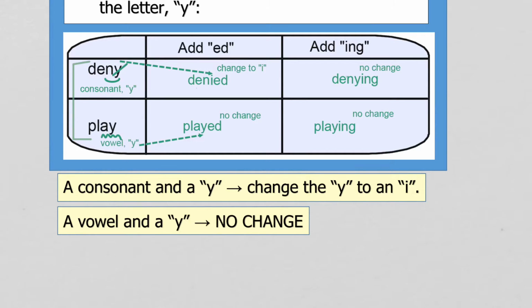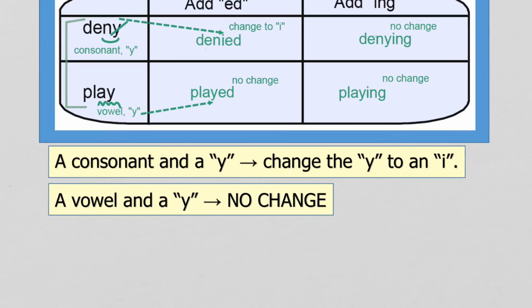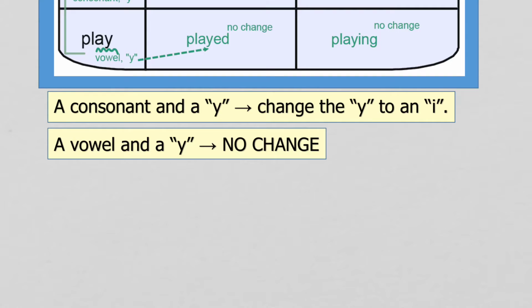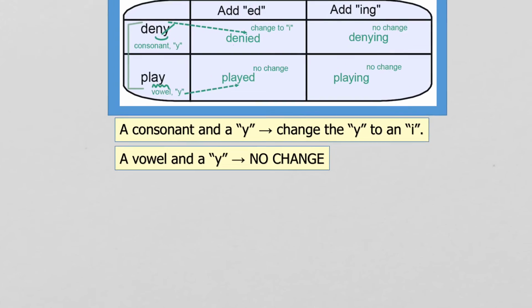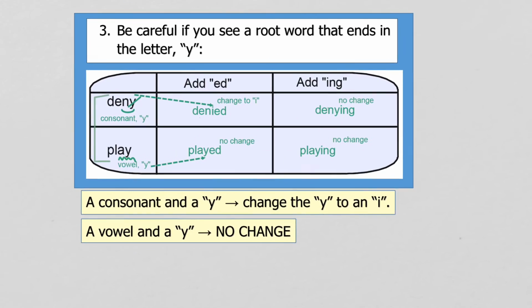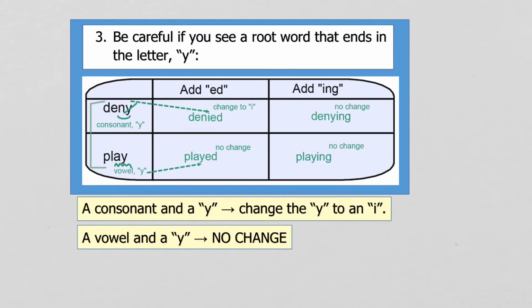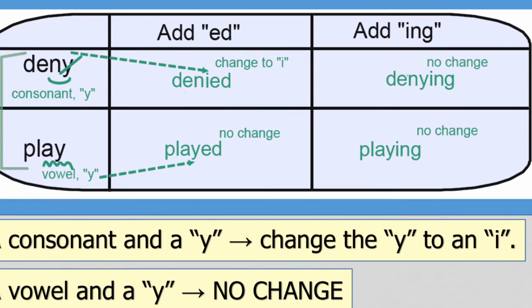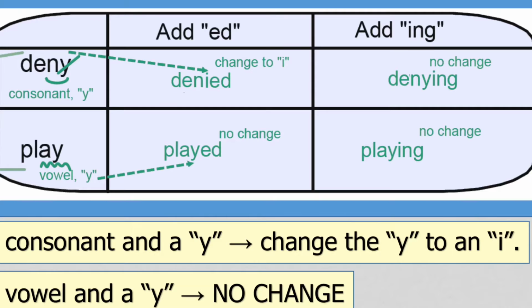Another place where we would not need to make any change is if we had a root word that had a vowel and then a Y. So maybe something like the root word play, P-L-A-Y. We could end up with played, we could add ed, P-L-A-Y-E-D, or we could end up with playing, P-L-A-Y-I-N-G. Right? So look out for places where you might have to change the Y to an I, like we have here with denied when we've added ed, D-E-N-I-E-D.